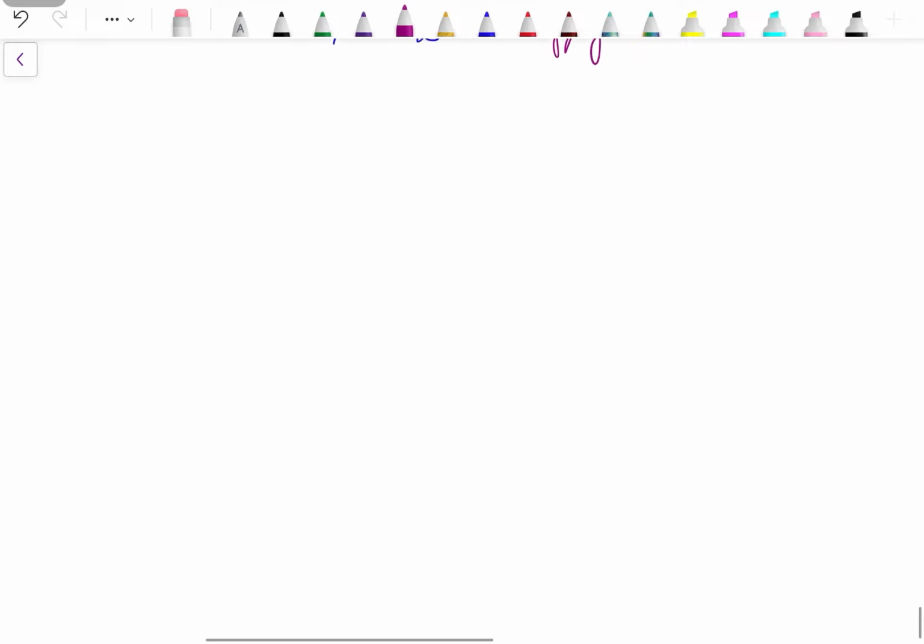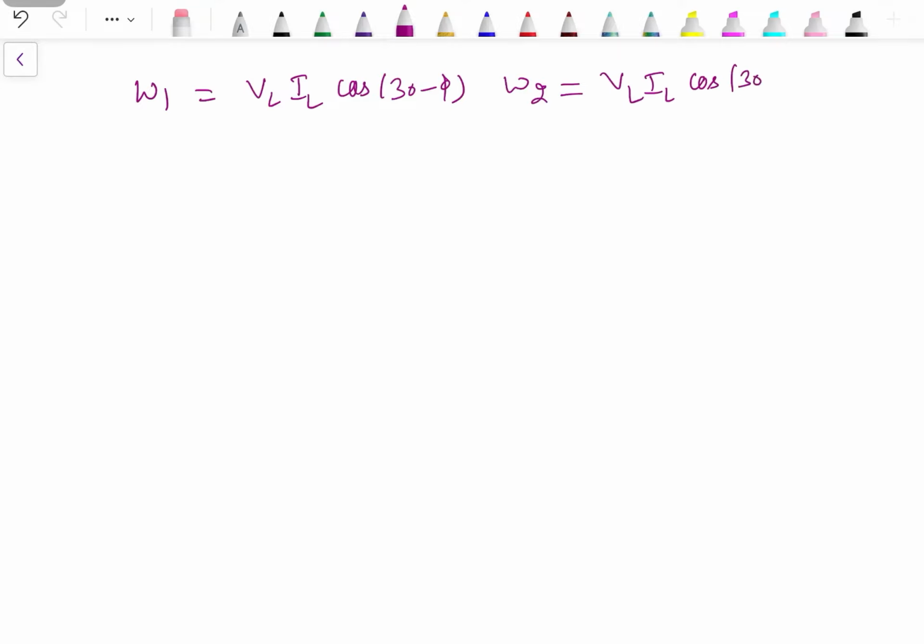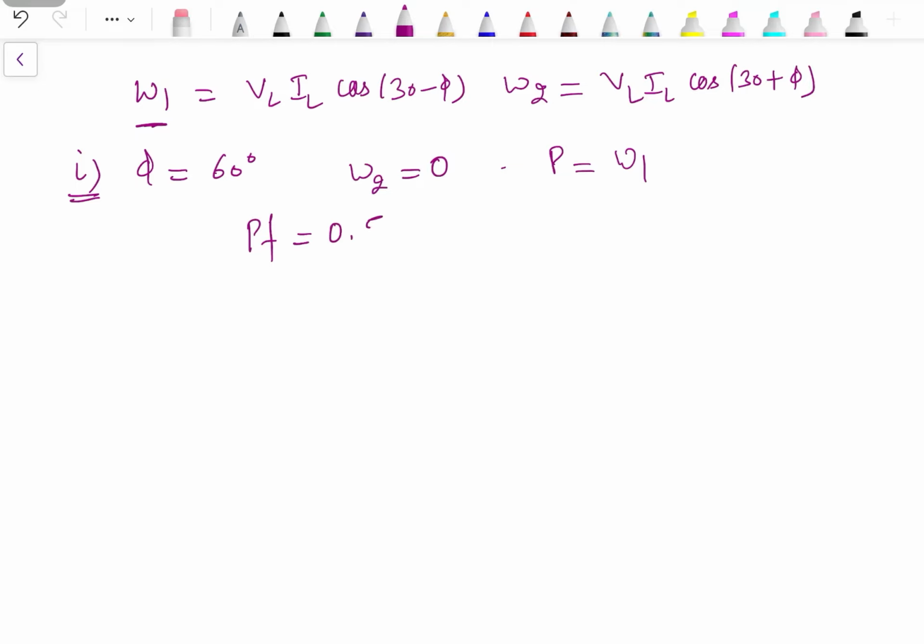Now we can have different conditions as well from the expressions of W1 and W2. I'm writing them over here for ease. W1 is VL IL cos(30 minus phi). Now again I am doing it for the lagging power factor load only. VL IL cos(30 plus phi) is the value of W2. So when phi equals 60 degrees, at that time W2 will be equal to 0. And the whole power consumed in the circuit will be actually measured by W1. So power in the whole circuit will be measured by W1, and the power factor of the circuit will be 0.5 lagging.